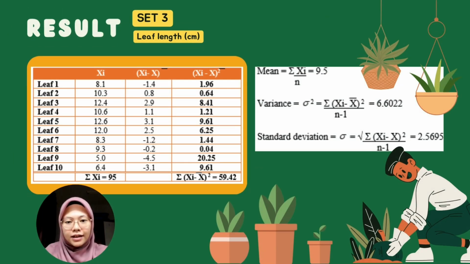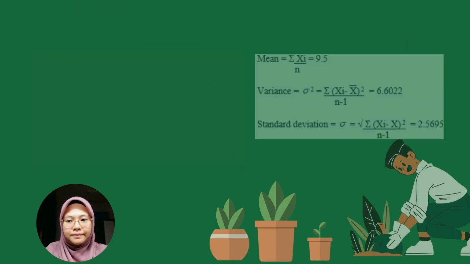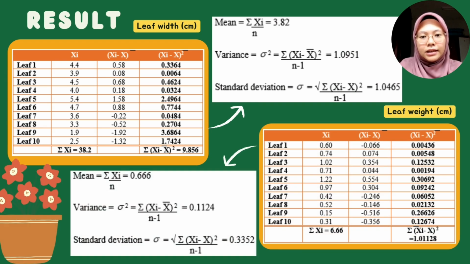Next is the third set. For the leaf length, the mean calculated is 9.5 with variance of 6.6022 and standard deviation of 2.5695. For leaf width, the mean calculated is 3.82 with variance of 1.0951 and standard deviation of 1.0465. For leaf weight, the mean is 0.666 with variance of 0.1124 and standard deviation of 0.3352.